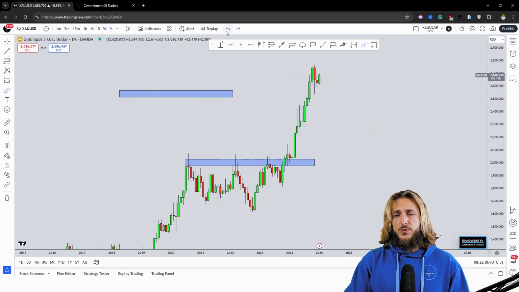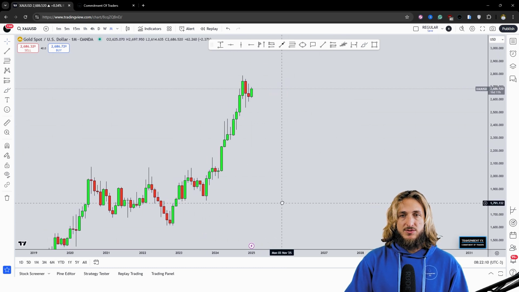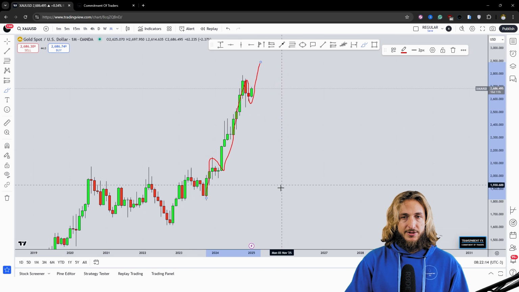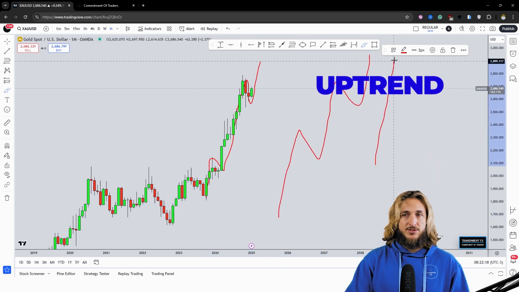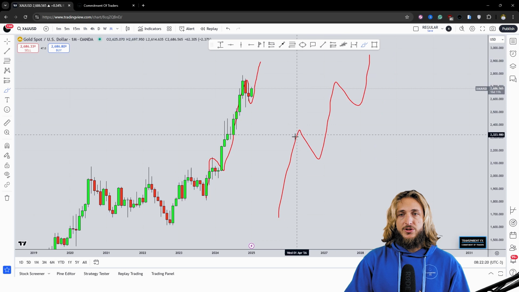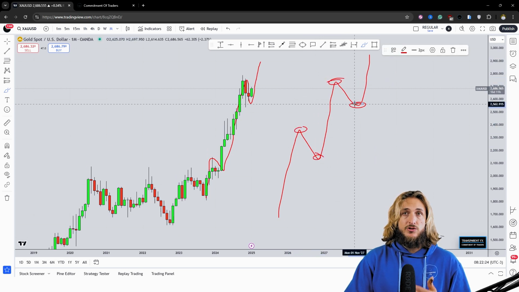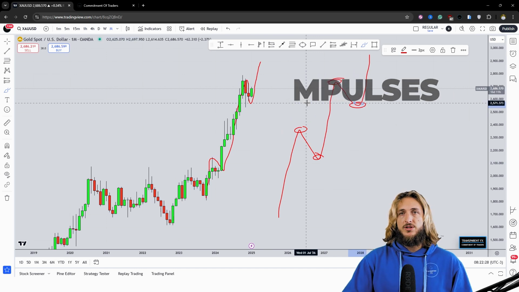We can also notice how now we have a new trend, because as the market is pushing to the upside, it is creating a series of higher highs and higher lows. That is the definition of an uptrend. No market can just go up in a straight line. Every market will need to create higher highs and higher lows. So essentially a series of impulses and corrections, which are the definition of an uptrend itself.